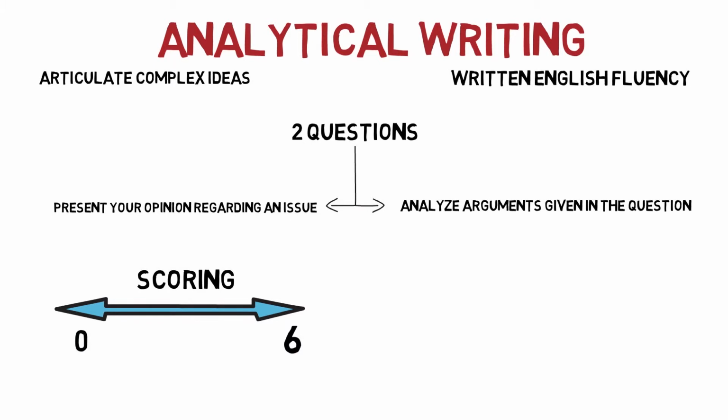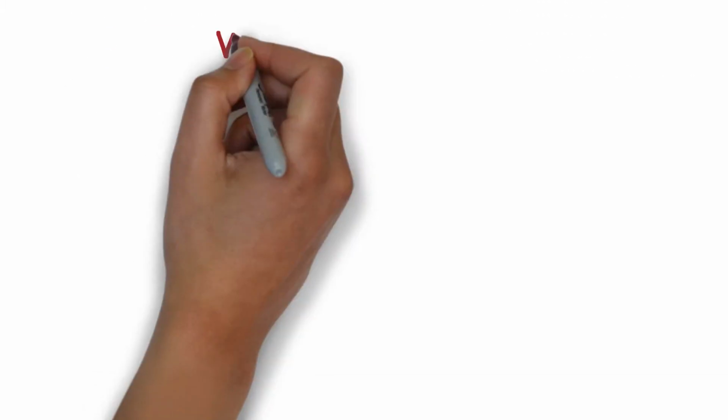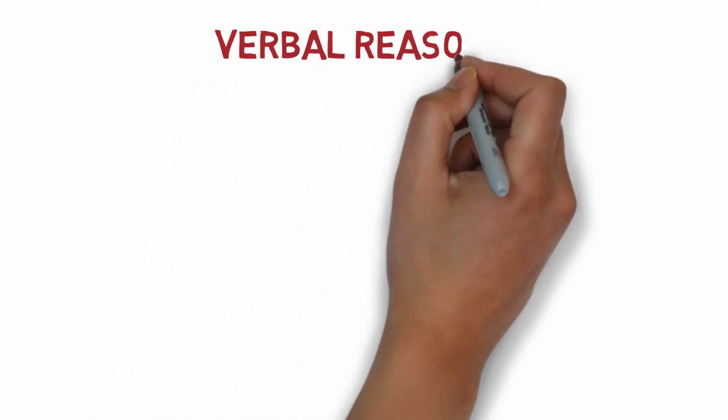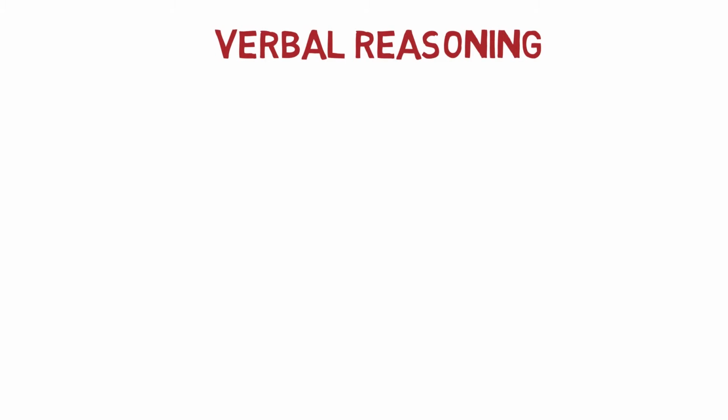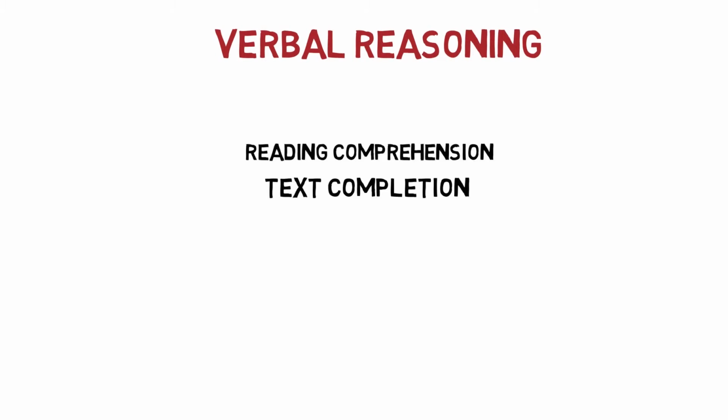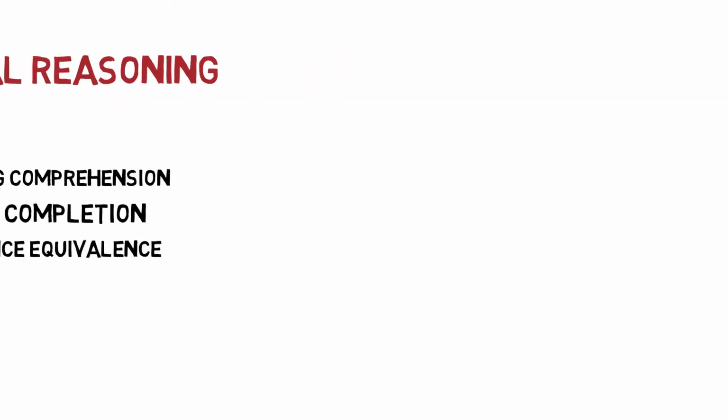The GRE website has published a pool of topics from which questions in this section will be asked, so make sure you do consult them while preparing for the test. You will be allotted 30 minutes per task for this section. Next is the verbal reasoning section, which will contain questions related to reading comprehension, text completion, and sentence equivalence.